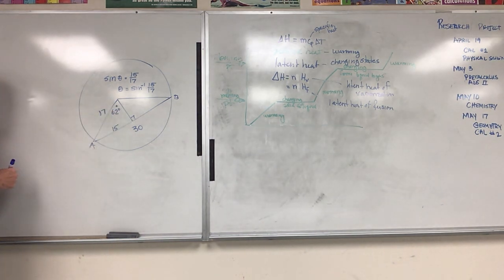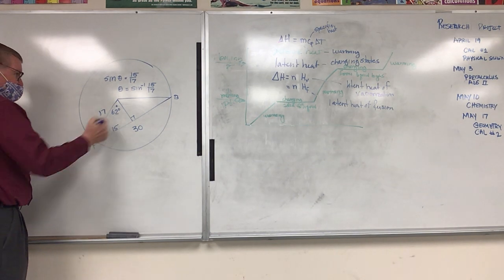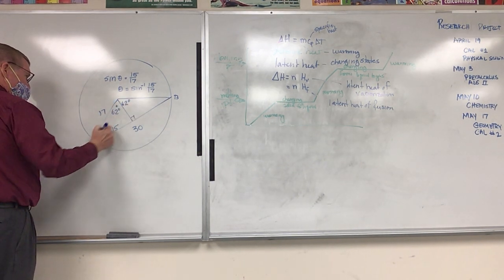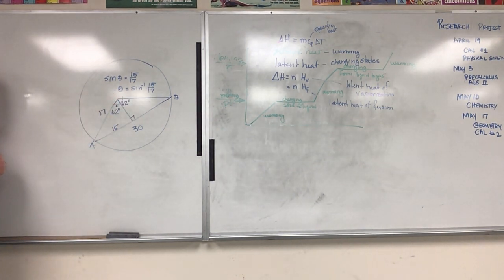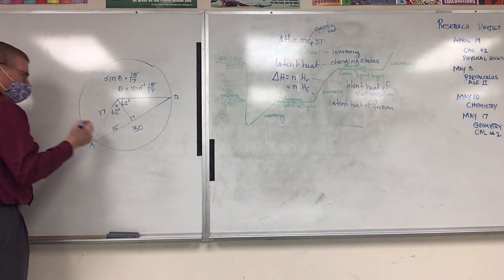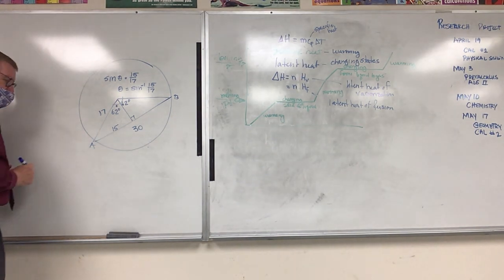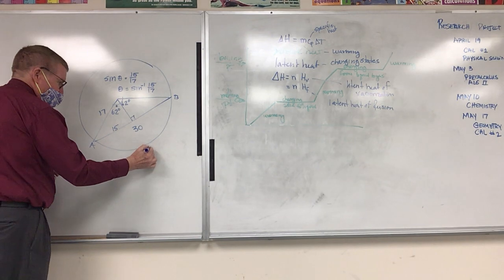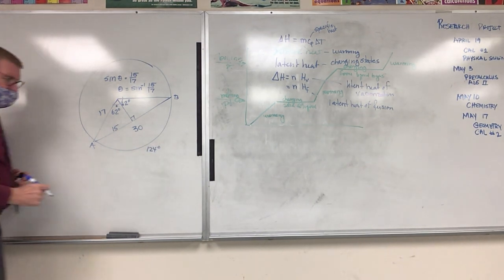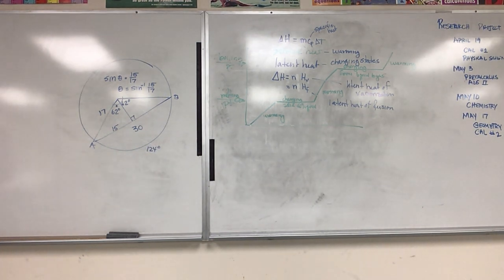If this is 62 degrees, then this is 62 degrees. So therefore, this central angle is 124. So this arc is 124. That's if we round off to the whole degree. If we round off to a tenth of a degree, it might be a little bit different. But a whole degree would be fine for that. Well, actually, that's what I got.